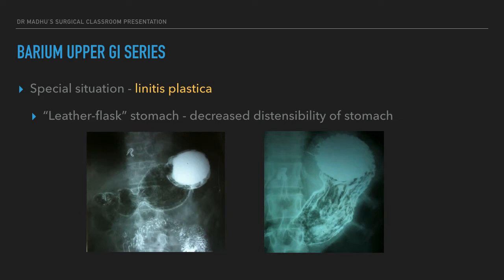However, there is a special situation when it comes to employment of barium upper GI series, that is for the diagnosis of Linitis plastica. Linitis plastica is nothing but intramural spread of gastric malignancy resulting in a leather bottle stomach or a leather flask stomach. This results in a decreased distensibility of the stomach, which can be diagnosed by a barium meal series. In an endoscopy, again there will be little or no mucosal abnormality, and the only abnormality that we can appreciate is decreased distensibility on insufflation during endoscopy. Similarly, barium meal series can also bring out the finding of decreased distensibility.